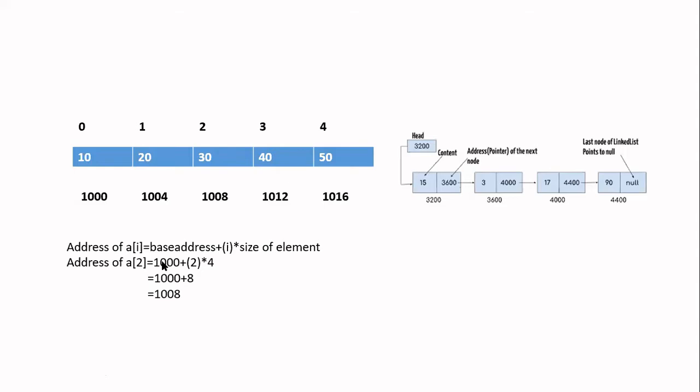If I want to get the address of A of i, we have the formula: base address plus i multiplied by size of element. Here I want to get the address of A of 2. Base address is 1000, so 1000 plus 2 into 4, because I am assuming it is an integer array, so I am multiplying by 4. Now I have 1008. In 1008, I will get the first byte of this particular number. It will occupy 4 memory locations, but the first memory location of that number is at 1008.